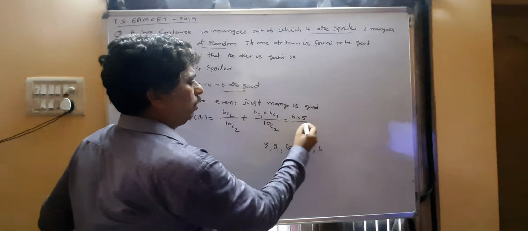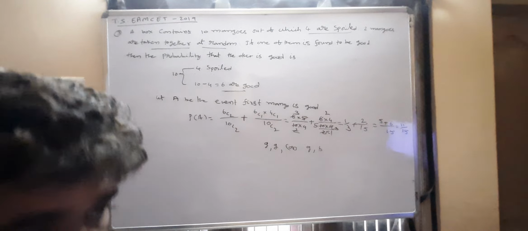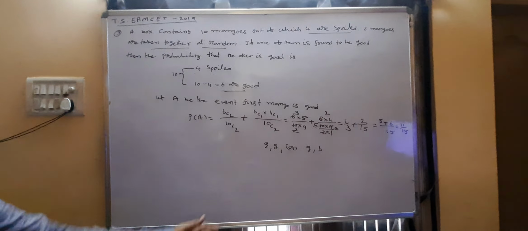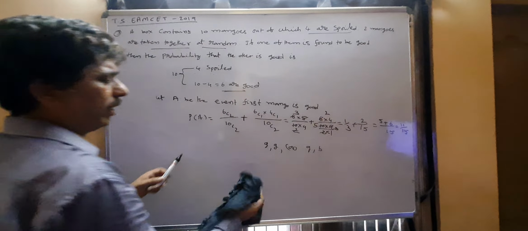We get the answer: 5 2s are 10, 1 by 3 plus 2 by 5, 3 3s will get 15, that is the LCM 15. So it goes to 5 plus 6, that is 11 by 15. P of A value is 11 by 15. Otherwise you can leave it like that, no problem.